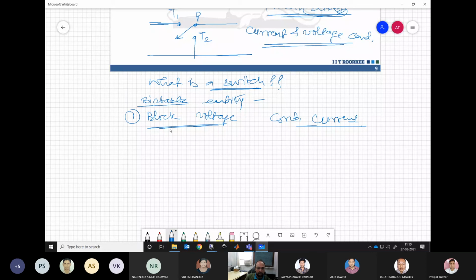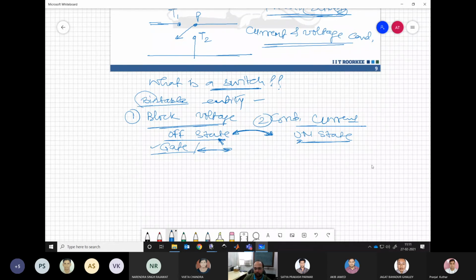Typically when we say it is blocking the voltage in one of the stable states, that is called the off state. And in the conduction, that we call the on state, the other stable state. These two states are stable, which means you need to give some triggering, some gate pulse or some other condition, to switch from one state to another, let's say on to off or off to on. So you need to change some parameters, whether within the circuit or through a gating signal or something.